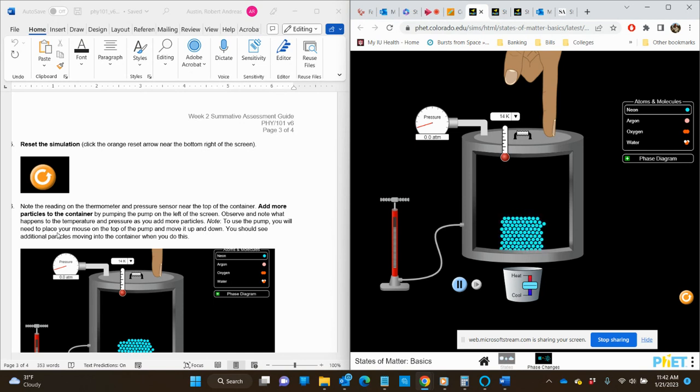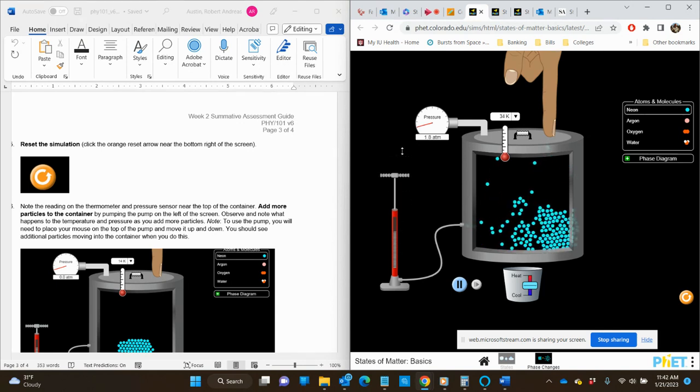To use the pump, you will need to place your mouse on top of the pump, move it up and down, just like a real pump. You'll see additional particles moving into the container when you do this. So I'm pumping, and you see particles going into the container. Pay attention to temperature and pressure. Okay, I see some things changing.